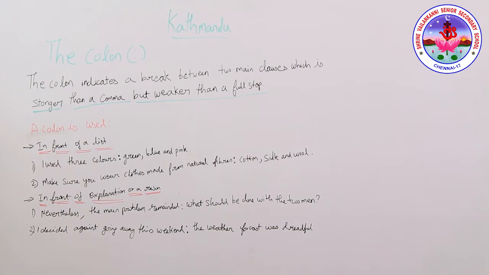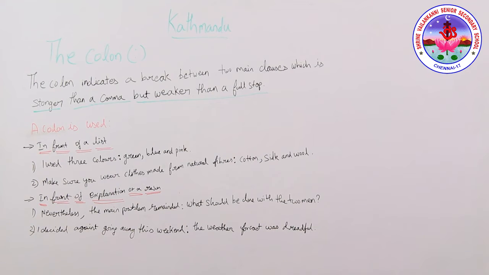The colon indicates a break between two main clauses which is stronger than a comma but weaker than a full stop. I repeat again, a colon is stronger than a comma, but it is weaker than a full stop. You cannot complete a sentence using a colon, but it is stronger than a comma. A colon is used in front of a list.